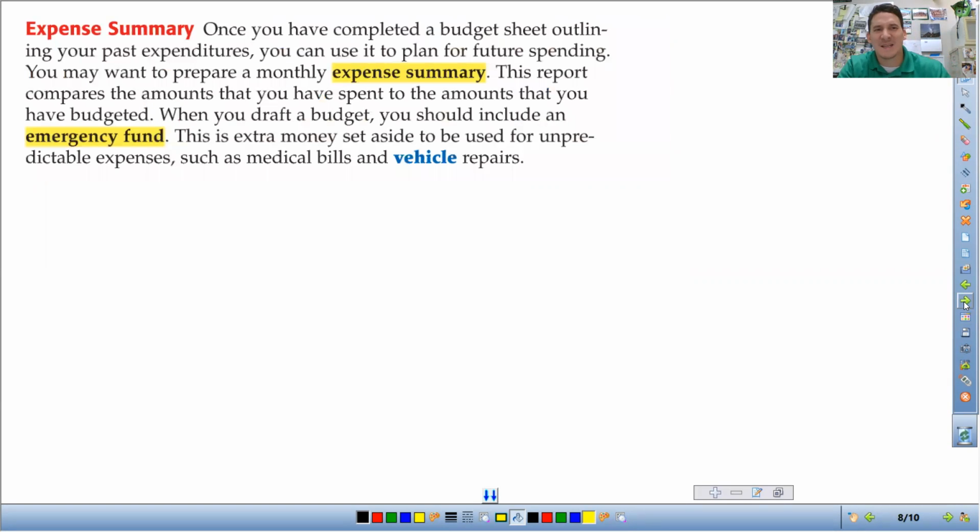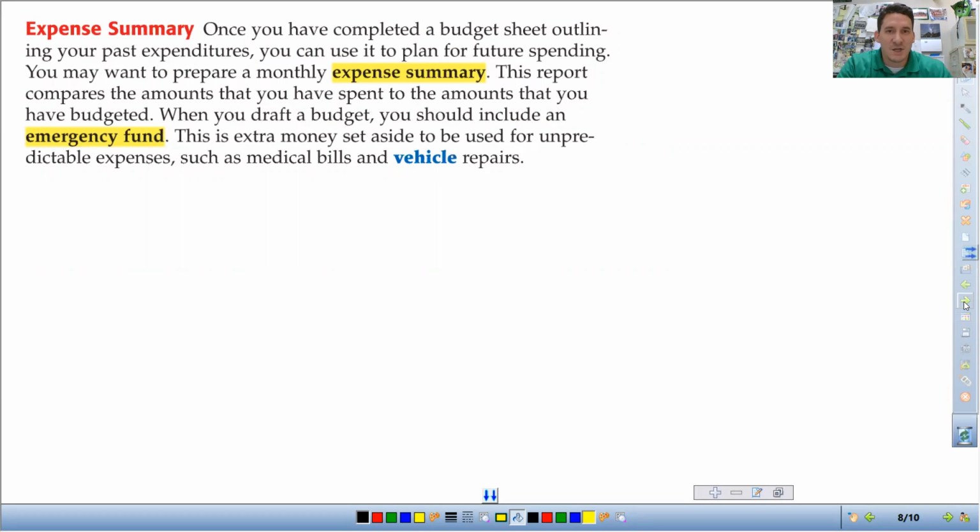So we're going to be looking at an expense summary. Once you have completed a budget sheet outlining your past expenditures, you can use it to plan for future spending. You may want to prepare a monthly expense summary. This report compares the amounts that you have spent to the amounts that you have budgeted.